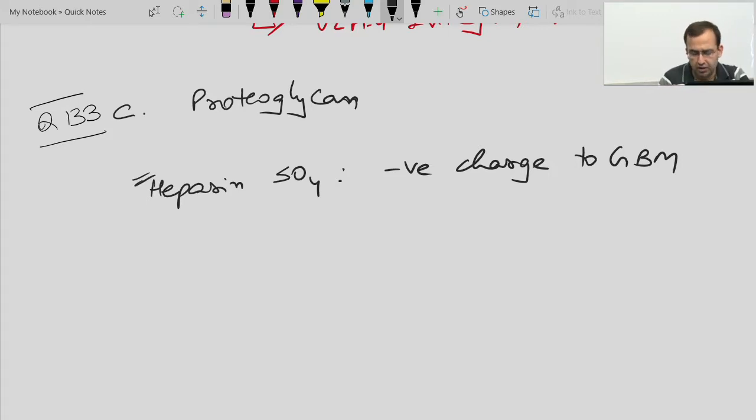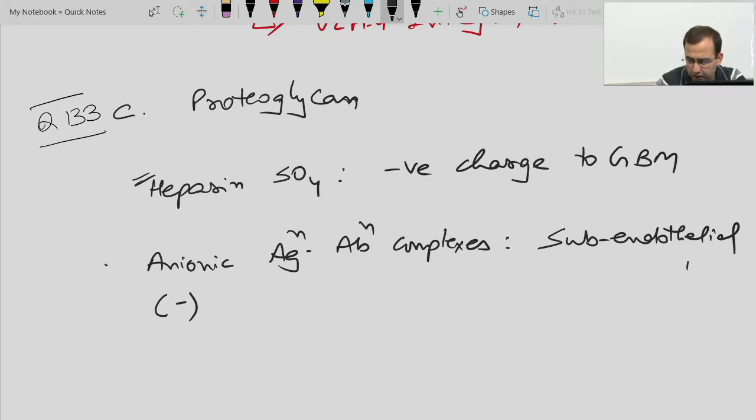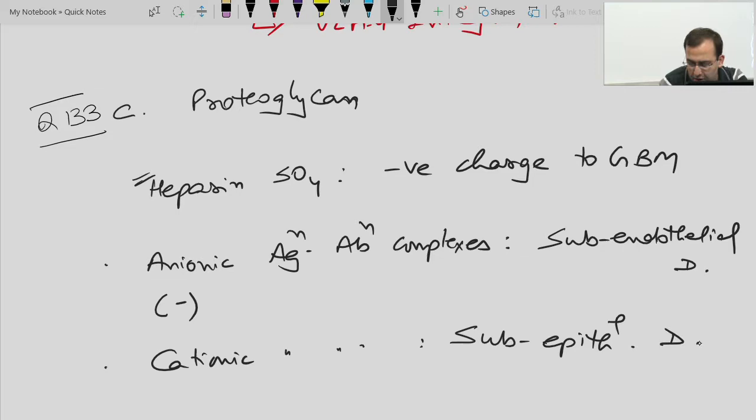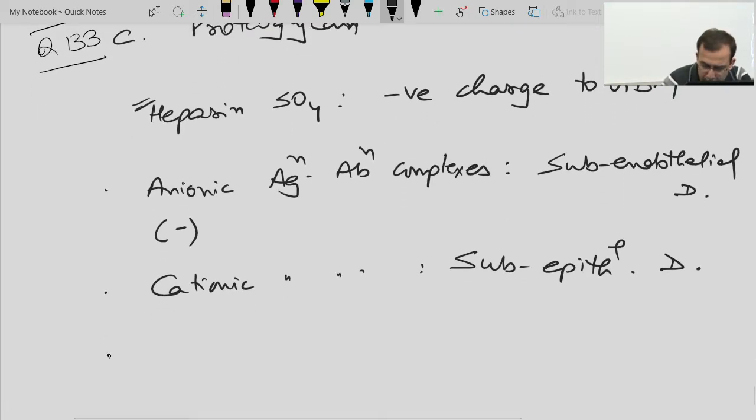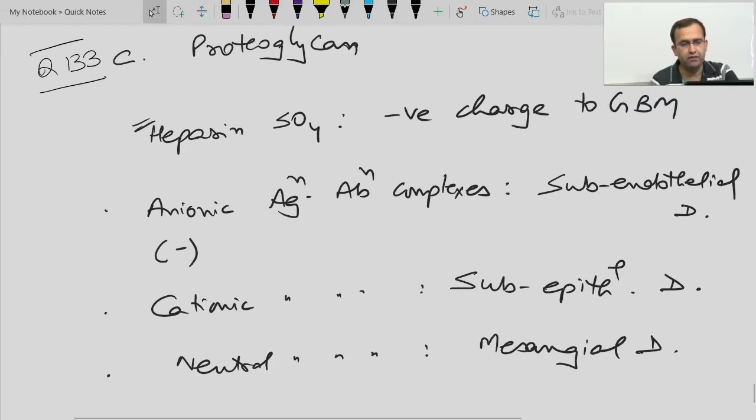So what do we mean by charge dependent filtration? Albumin is negatively charged, so it is repelled by the heparan sulfate, and as a result it is not normally present in urine. Anionic, negatively charged antigen antibody complexes are repelled by the GBM, so they are subendothelial deposits. Cationic antigen antibody complexes cross the GBM and are most commonly subepithelial deposits. Neutral antigen antibody complexes are mesangial deposits.